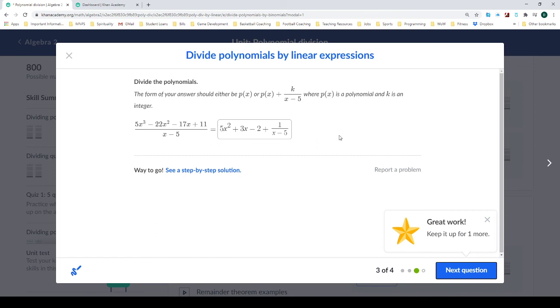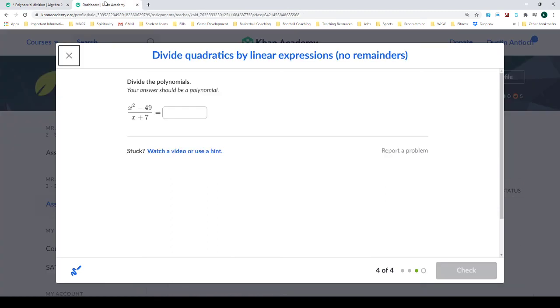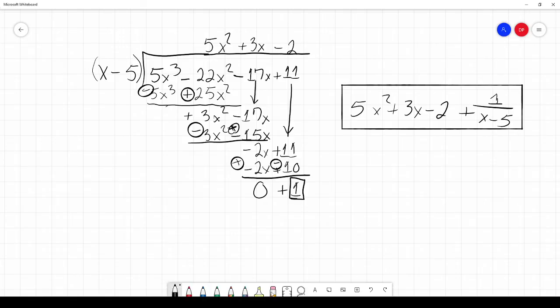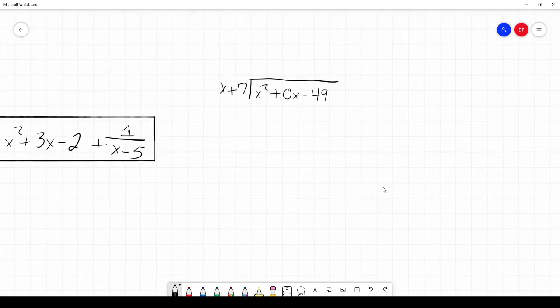Alright, so I want to do one more that is a little bit different, and there's a tricky part of this one. Okay, so here's the problem. X squared minus 49 is being divided by x plus 7. We want to find that quotient. Okay, so I'm going to go back now. I have this pre-done in my whiteboard. So let's go back to whiteboard. And let's move over here.